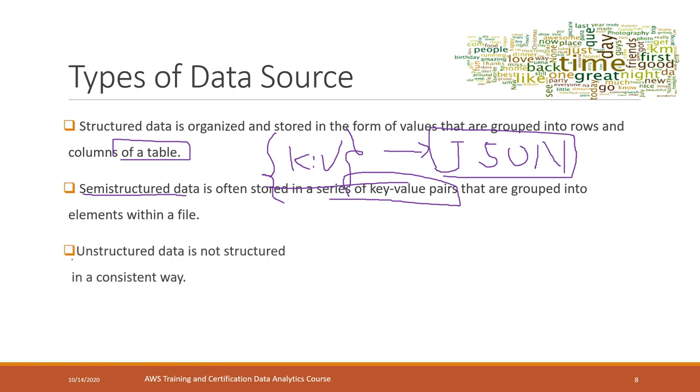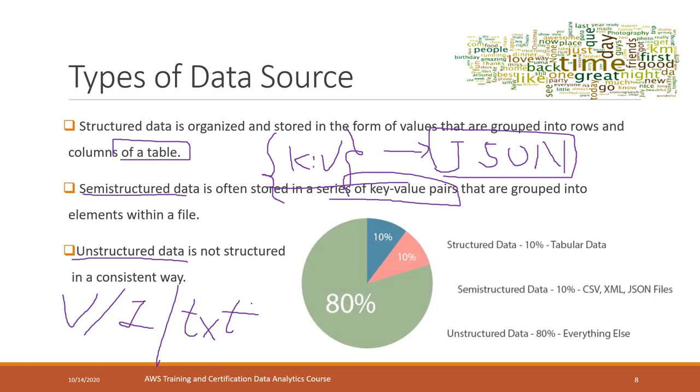And we have unstructured data. That means the data is not structured in any consistent way. For example, if you think about your videos and your images, those are unstructured data, and also your text messages, TXT files. Those are all unstructured data.